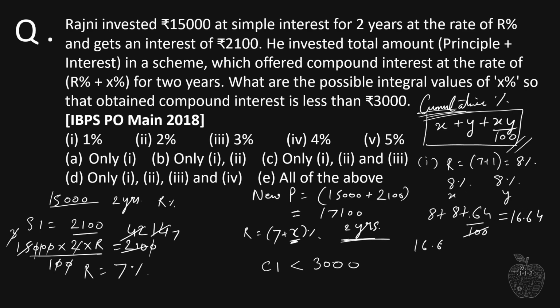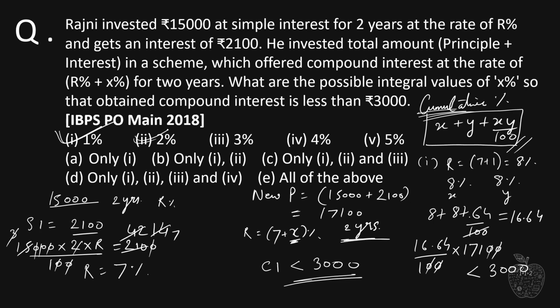16.64% of what? Of the principal, which is 17,100. The zeros get cancelled, and we can clearly see that this value comes out to be less than 3000, and this is what we needed: compound interest with a value less than 3000. So option 1, 1%, satisfies.